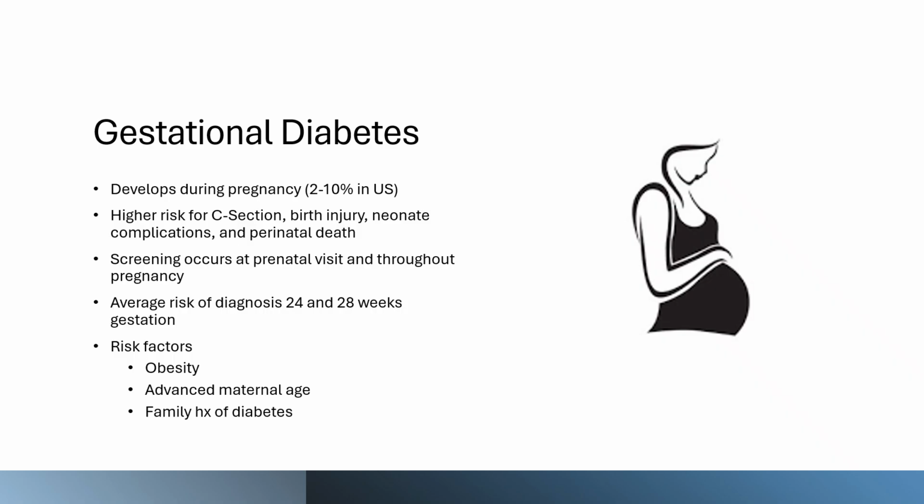Women with a history of gestational diabetes have a 63% greater chance of developing type 2 diabetes within about 16 years. So if they had gestational diabetes when they were pregnant, they do have a higher predisposition to potentially get it later on in life. And of course, risk factors are obesity and advanced maternal age, so you're usually looking at somebody over the age of 35 who's having a baby, and any family history of diabetes.